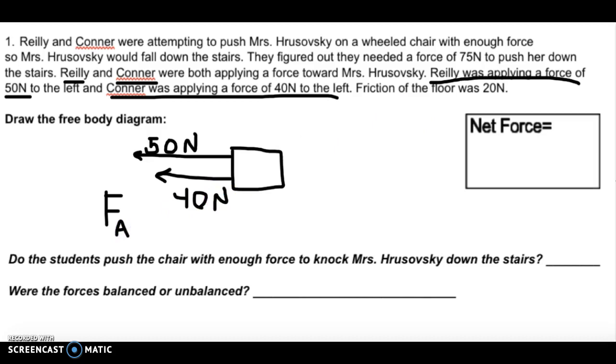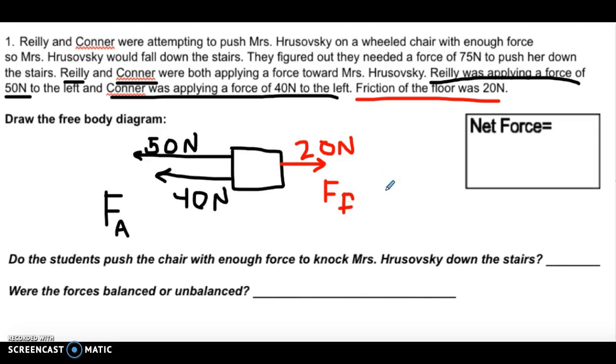And then it says friction with the floor is 20 newtons. Forces act in pairs, and I know the name of the force that goes against the applied force is friction. So I'm going to draw a small arrow here, label it 20 newtons, and then the name of the force is F sub F for friction.